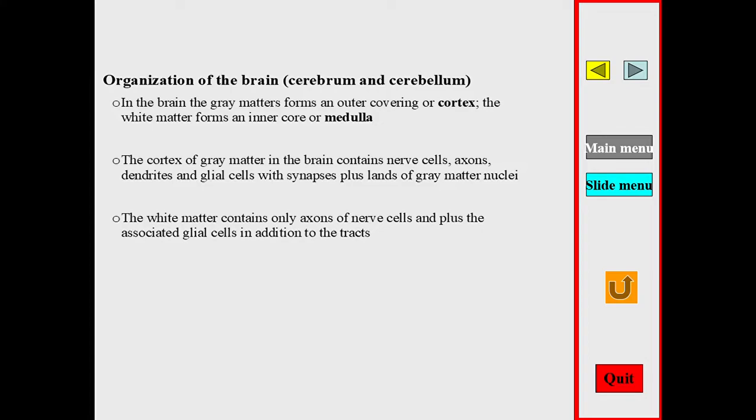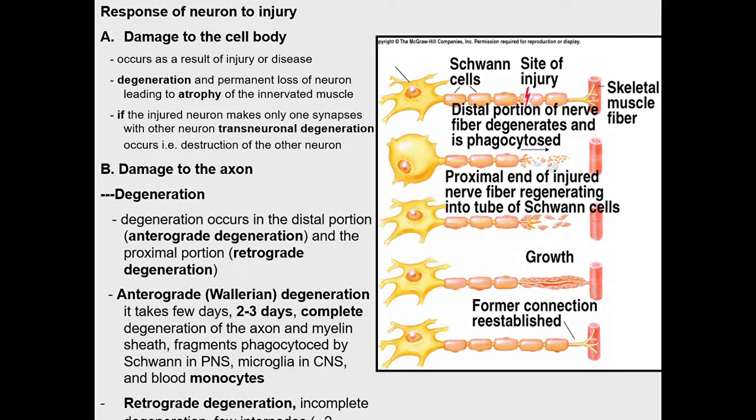Within the gray matter we can also find the neuronal cell bodies. Still within the medulla we can find the neuronal cell bodies. In both we can find neuropils and the neuroglial cells. This is what we need to know about the brain, the cerebrum. Now we move to the response to neuronal injury.